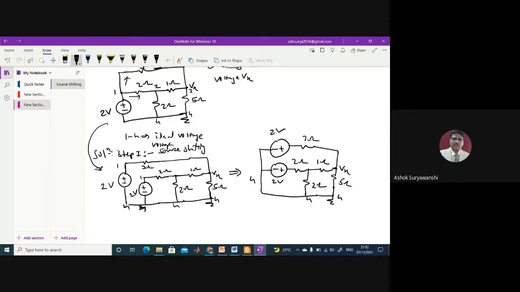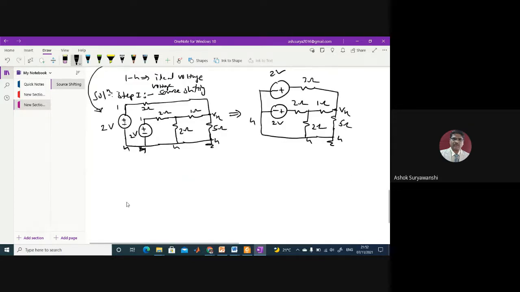So what is the next step? The next step is to transform. This 2 volt source will transform into an equivalent current source because there is a resistance in series with it. For that I will write here step 2. To save time, I'm not writing the in-between steps, but you have to write them. Here I have written in short "voltage source shifting", but you have to write shifting the voltage source into each of the parallel branches.